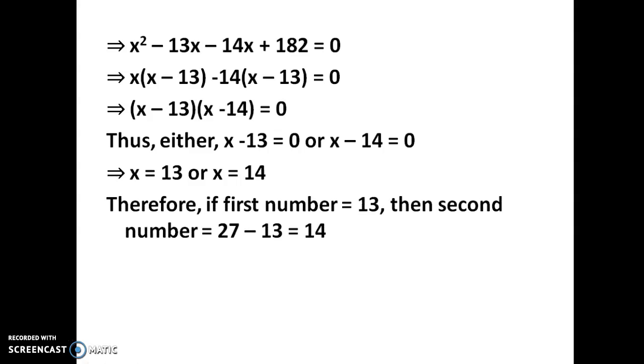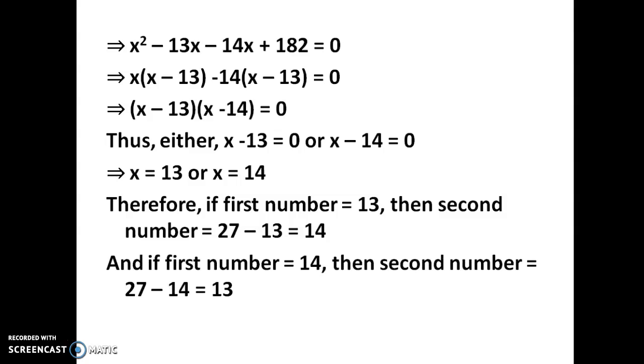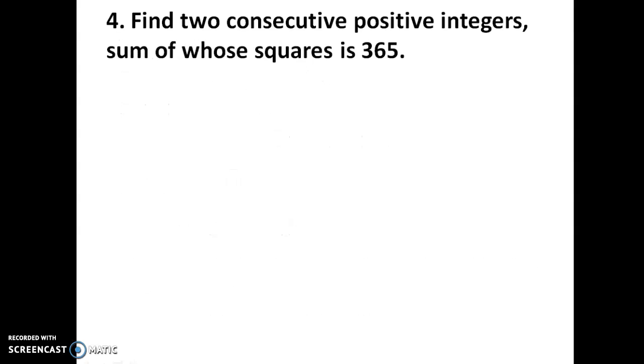Okay. So if the first number is 13, the second number will be 27 minus 13 equal to 14. And one more case, that is if x is equal to 14, then the second number is going to be 13. Okay. So the two numbers are 13 and 14. That's our answer. Then fourth problem, find two consecutive positive integers, sum of whose squares is 365.